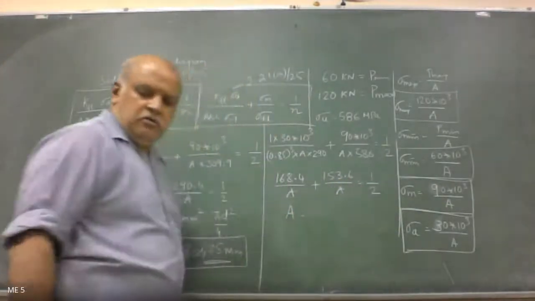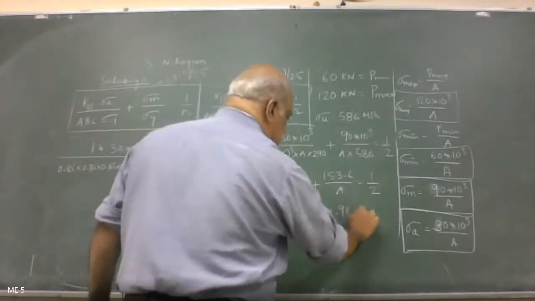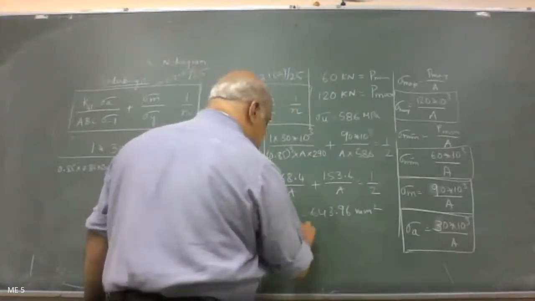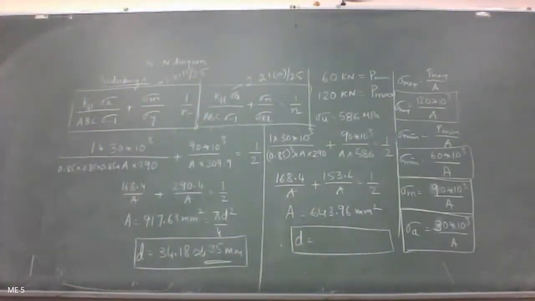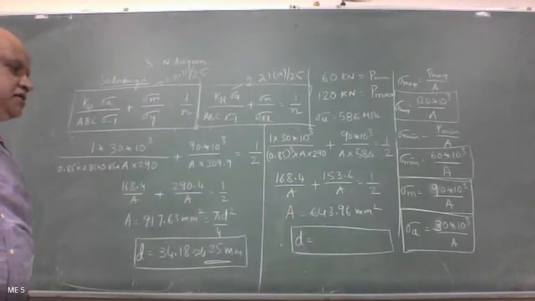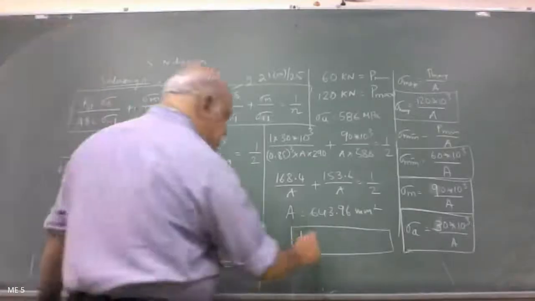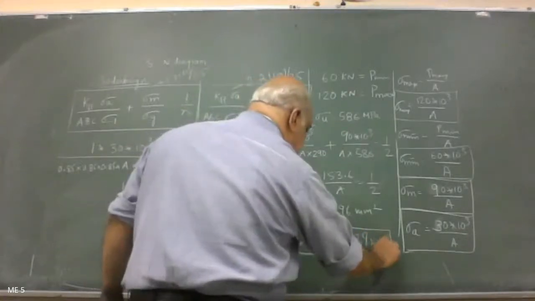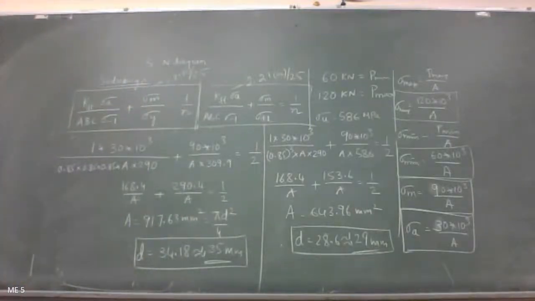So A is equal to how much? 643.96 mm square is what I got. So therefore, equal to pi d squared by 4, D will be equal to how much? What is the value of D from Goodman's relation? 28.63. Yeah, 28.63. That is 28.6 rounded off to 29 millimeters. Okay. Others, please note down.